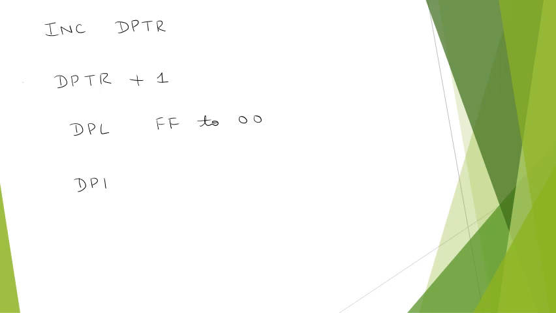Next instruction is INC DPTR. The function is increment data pointer. This instruction increments the 16-bit data pointer register by 1. If there is an overflow in the lower order byte of the data pointer, that is DPL, from FF to 00, then it will increment the higher order byte of the data pointer, that is DPH, by 1. No other flags are affected by this instruction. The data pointer register can only be incremented.